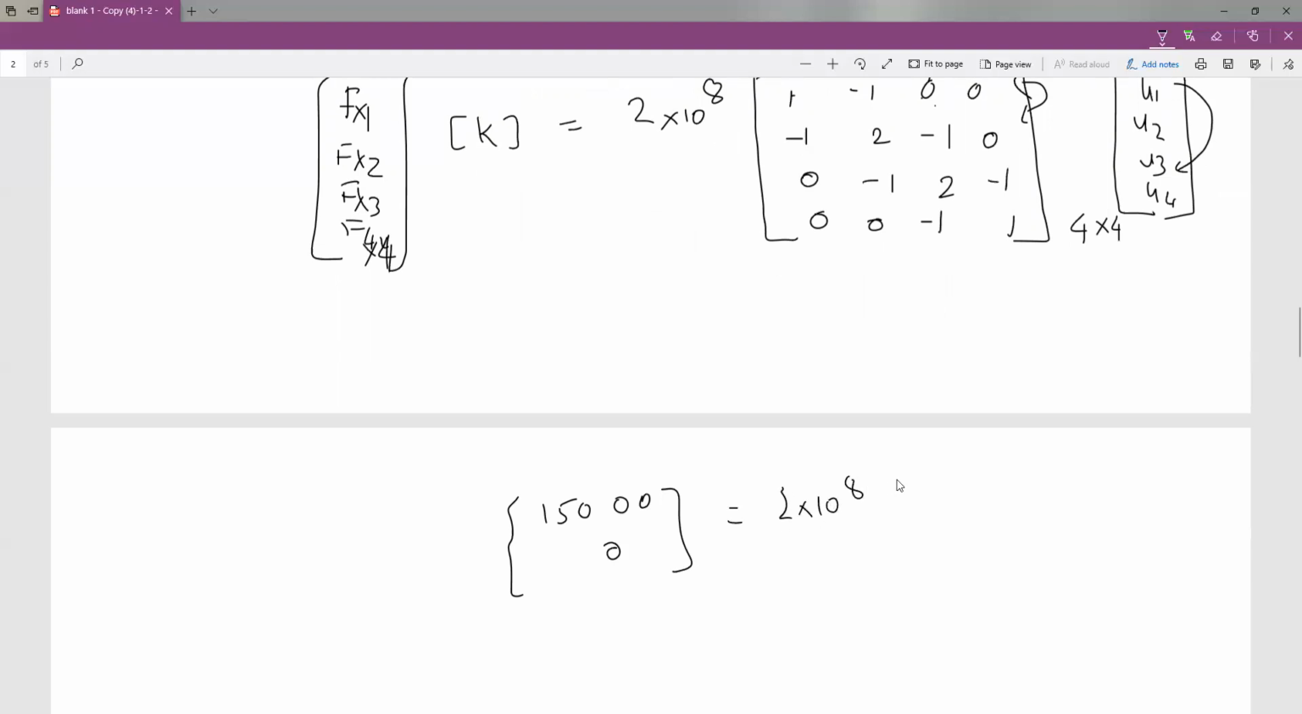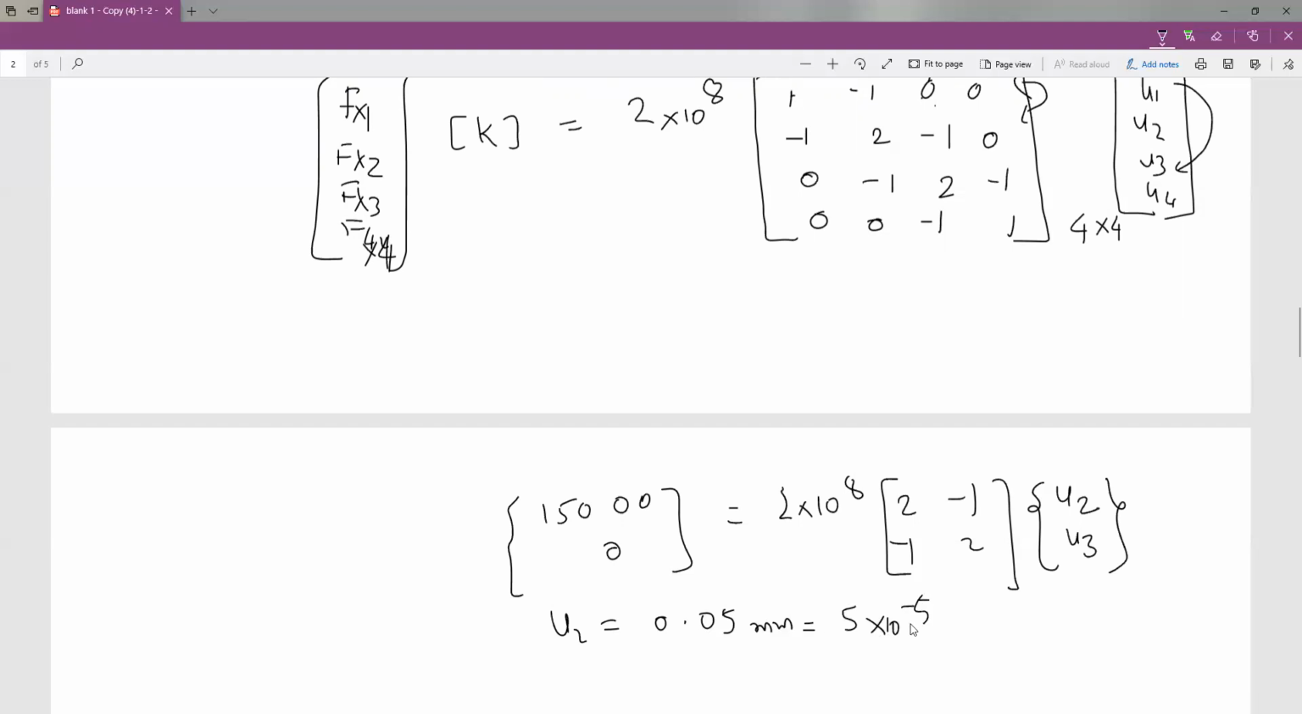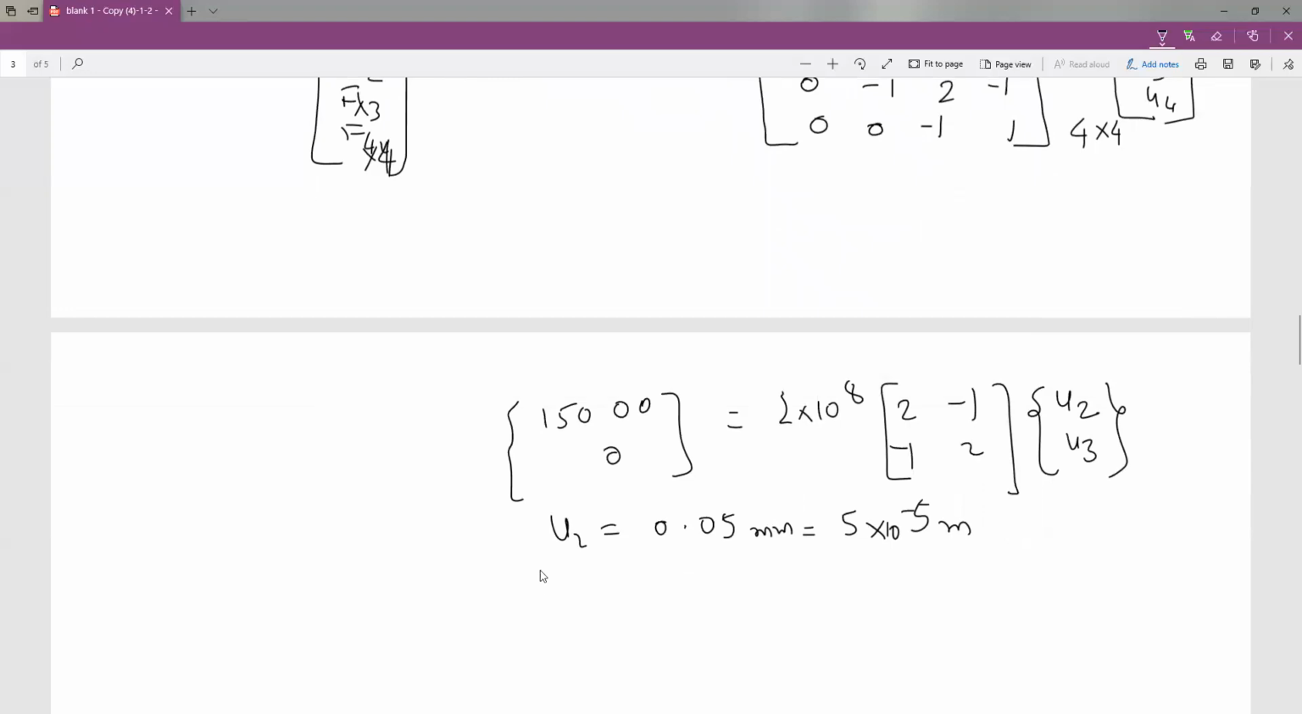It turns out to be 2 into 10 to the power 8, times 2 minus 1 minus 1 2. By partitioning the matrix, you get this, and from this you will be able to get U2 as 0.05 mm, that is 5 into 10 to the power minus 5 meter. And U3 you will get as 2.5 into 10 to the power minus 5 meter, 0.025 mm. So this completes our example for the bar.